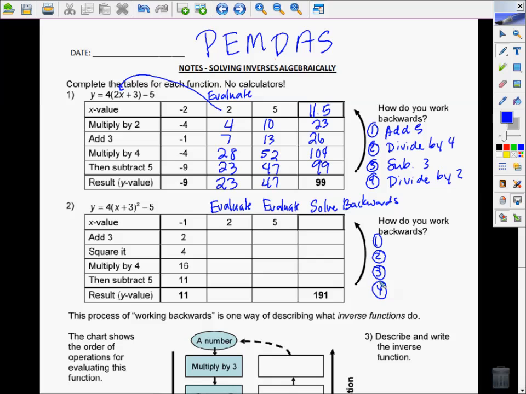What's the opposite of square root? Square root. Can you square something? The opposite is square root.